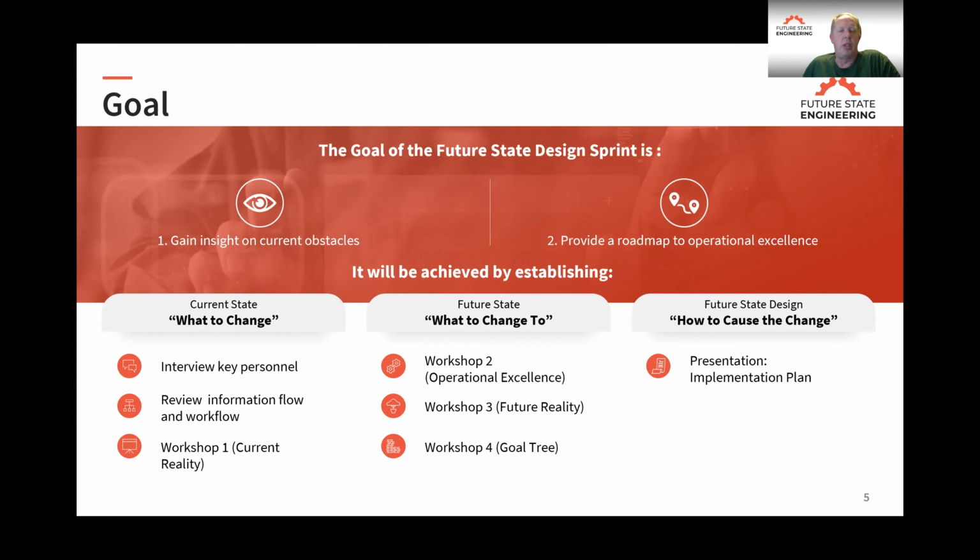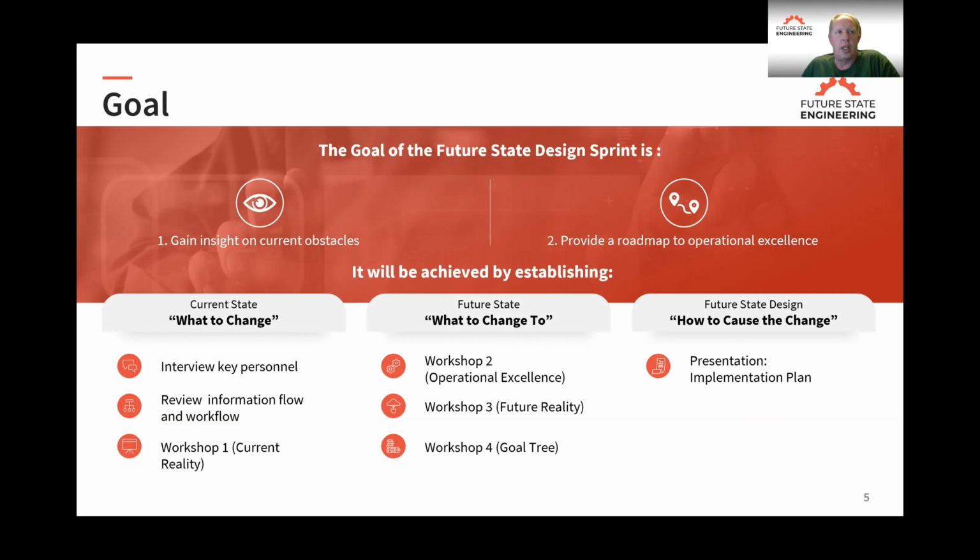Once we do that workshop, we take the knowledge from that workshop and develop the future reality using the current reality as the basis. So we're going to put injections into the current reality tree to make the future reality tree. Then the outcome of that, we take all those injections of what we need to do to create that future reality and put it into a goal tree.